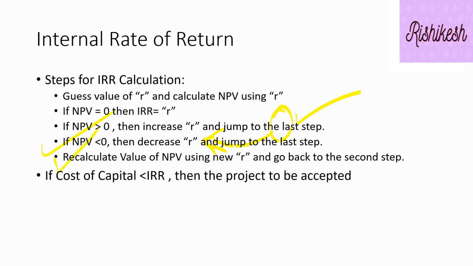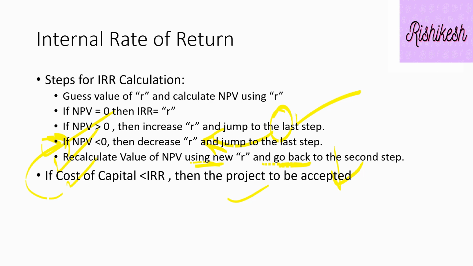If the NPV is greater than zero, then you increase r and jump to the last step. And what is the last step? That is, you recalculate the value of NPV using the new r and then go back to the second step and check whether it is zero or not. If it is not zero, then again follow the same process. Similarly, in the fourth step, if NPV is less than zero, you decrease the r and go to the last step. That is, you calculate the new NPV and then see whether it is zero or not. If it is not zero, then again follow the same step. So keep on doing it, right? Until you get an r at which NPV is equal to zero, and that r becomes your internal rate of return.